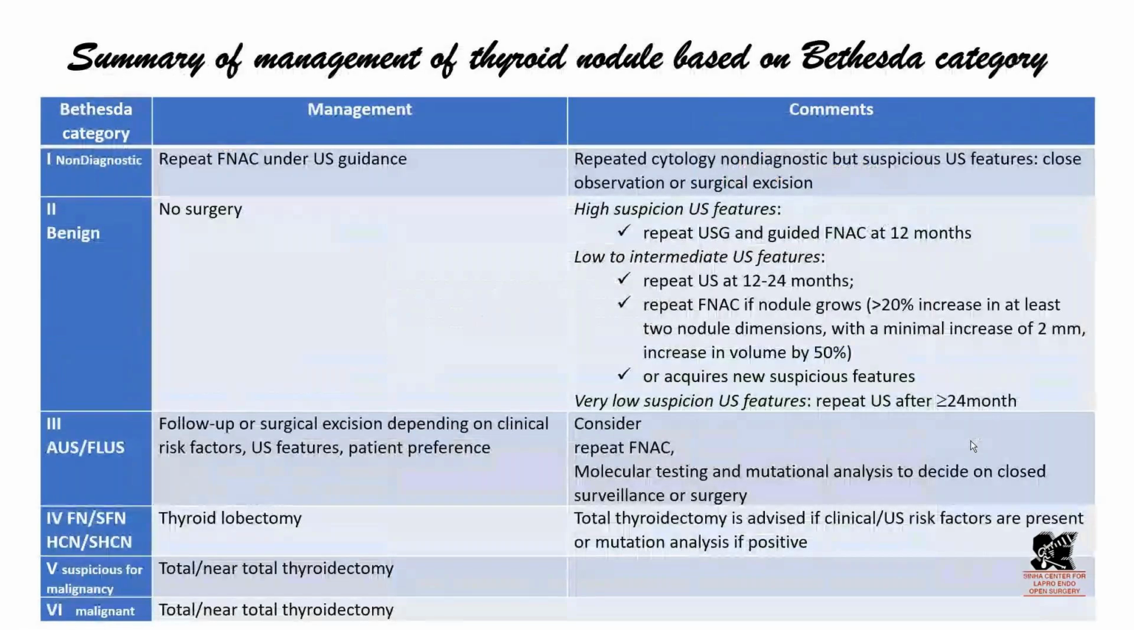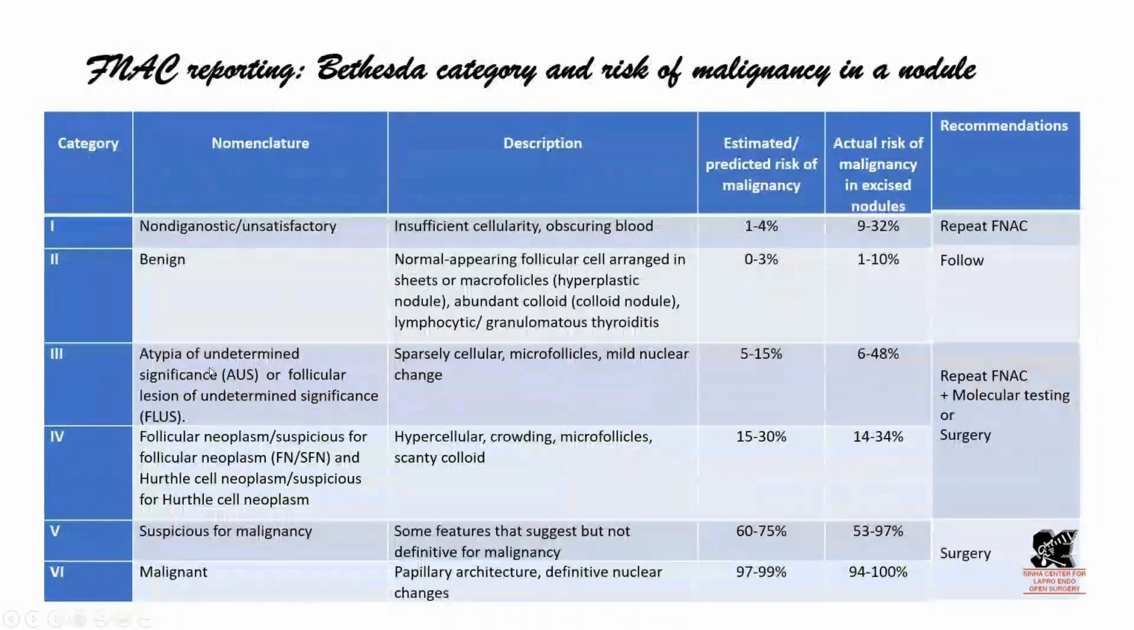Now, summary of management of thyroid nodule based on the Bethesda category. The first one is the non-diagnostic, which we just now showed you in the first chart. And here the management is repeat FNAC under ultrasound guidance. Category 2, benign, no surgery required. Category 3, that is basically the atypia of undetermined significance or follicular lesion of undetermined significance.